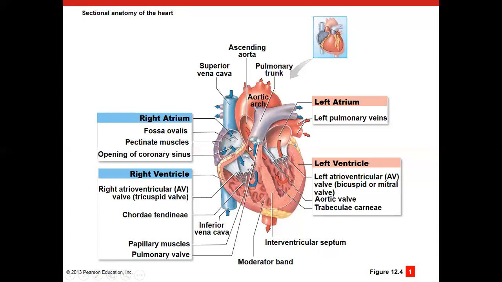Right here's the pulmonary semilunar valve. So the right ventricle will pump blood out through the pulmonary semilunar valve to the pulmonary trunk. And that pulmonary trunk branches into right and left pulmonary arteries. Arteries carry blood away from the heart, right? The left ventricle pumps through the aortic semilunar valve. You can see a little tiny piece of the cusp here, out through the aorta.